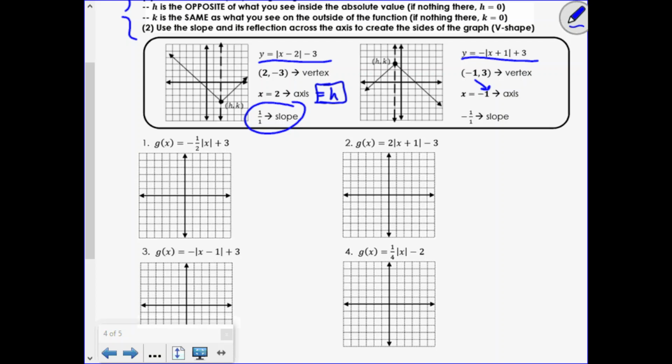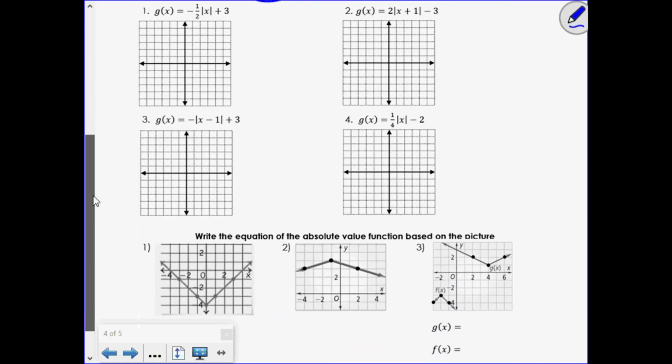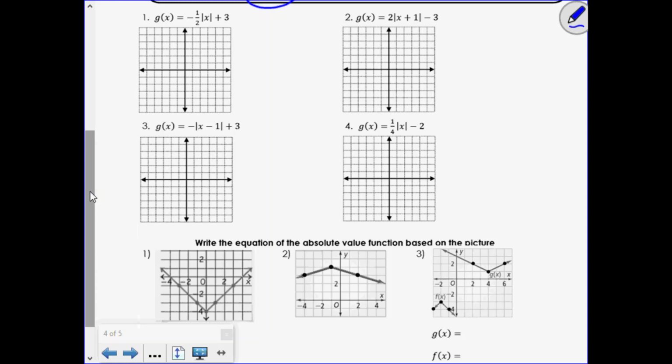So graphing an absolute value equation is actually really simple. You just need to know how to work with the function in order to find the information, and then execute it. I'm assuming you guys know how to graph lines. It's an important thing to have the background for this. So let's look at our examples here that are blank, not done for us yet. We're going to look at example number 1.